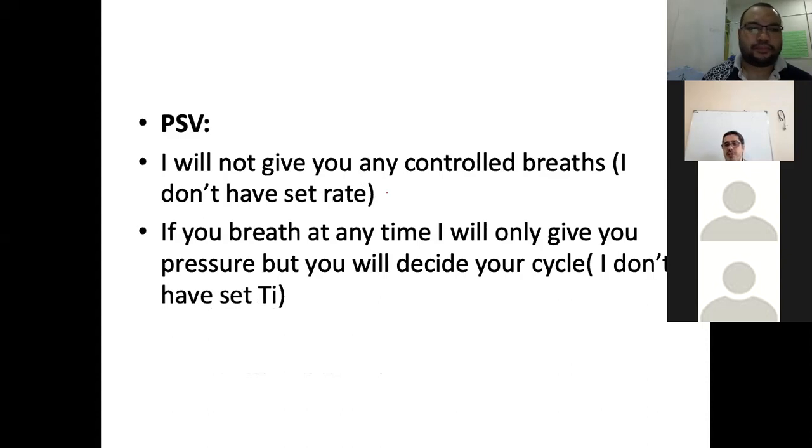Next, pressure support ventilation. I will not give you any controlled breath. I don't have a set rate. So this is pressure support. There is no rate. If you breathe at any time, I will only give you pressure, but you will decide your cycle. So this is the cycle which we mentioned, it will be flow or volume or pressure cycle. The patient will decide. I don't have a set TI.